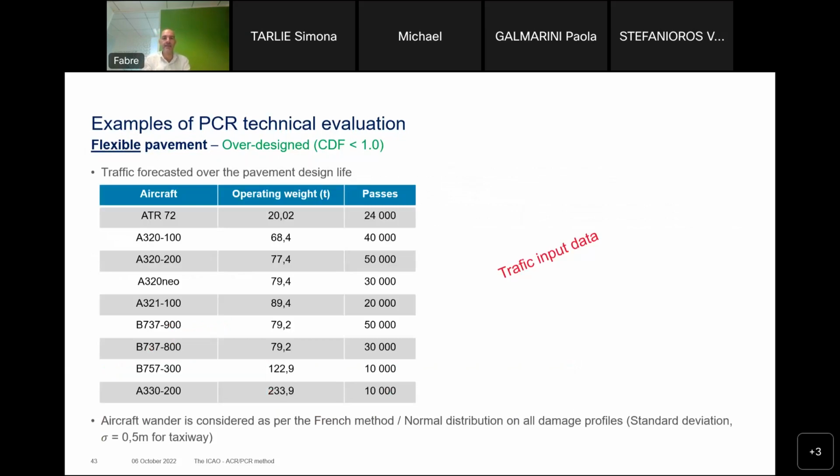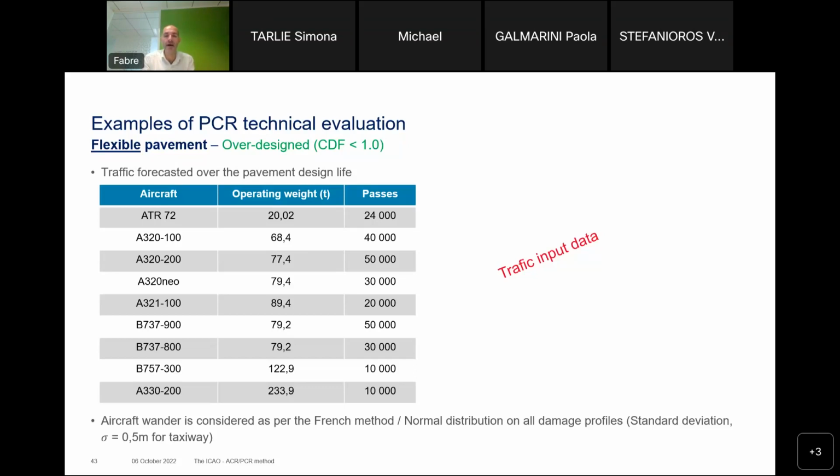So this is the traffic forecasted over the pavement design life of 20 years. We have a combination of regional aircraft such as the ATR-72, some short to medium range aircraft, A320-21, 737-800, 900, and two long range airplanes, 757 and the A330-200. So in that case, following the ICAO recommendation as per the ADM Part 3, regarding the aircraft wander, we consider a normal distribution of all damage profiles with a standard deviation of 1.5 meters for the taxiway.